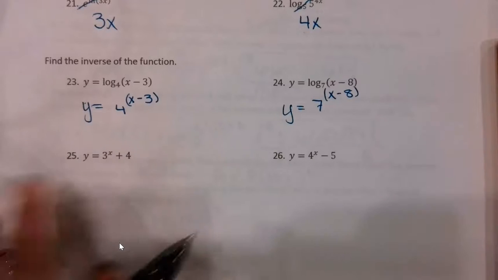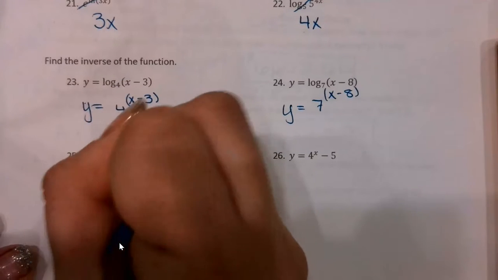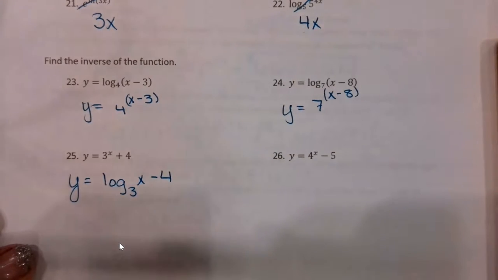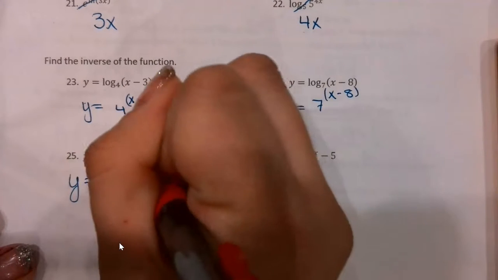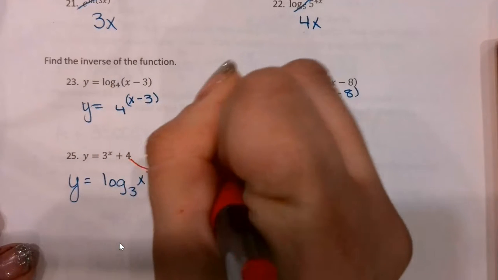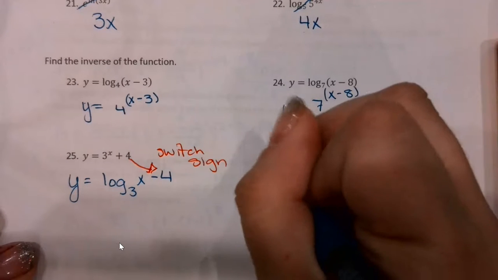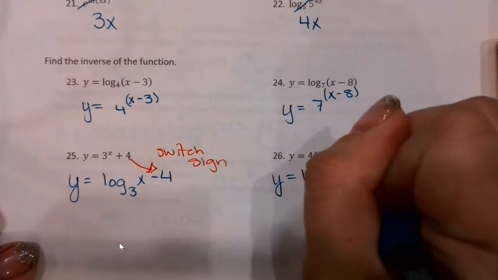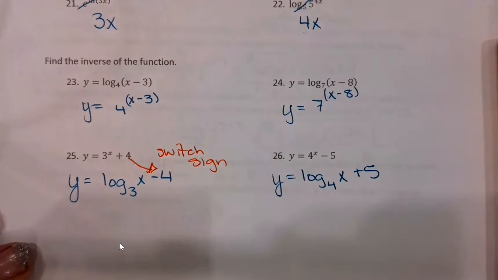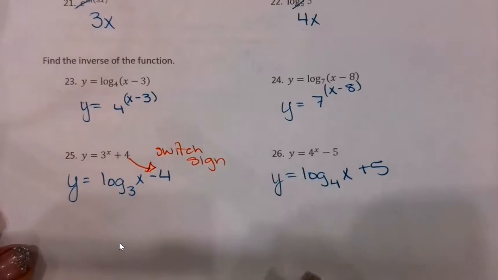Over on number 25 and 26, I'm turning these ones into logs, so I have y equals log base 3 of x, and then I switch the sign to turn it into a negative 4. Okay. Same thing over here. It's going to be y equals log base 4 of x, and then it's going to switch the sign to turn into positive 5. No parentheses because these are not included with the log base. And I think I have a few more on the back.